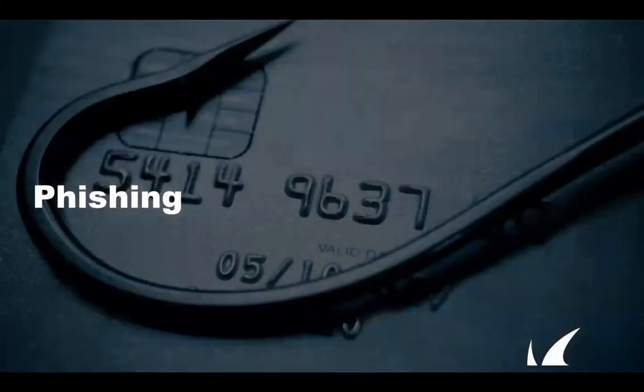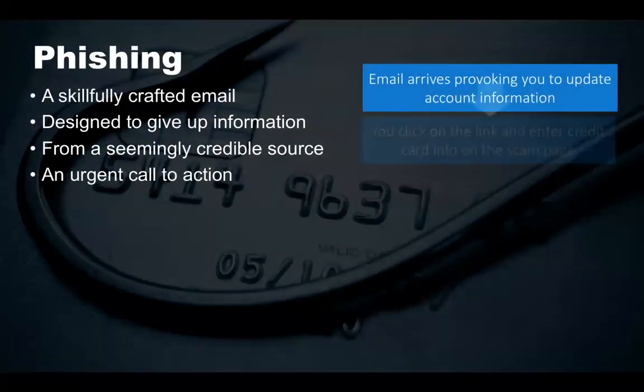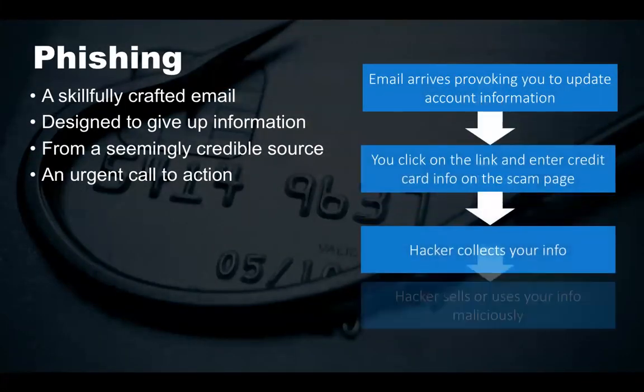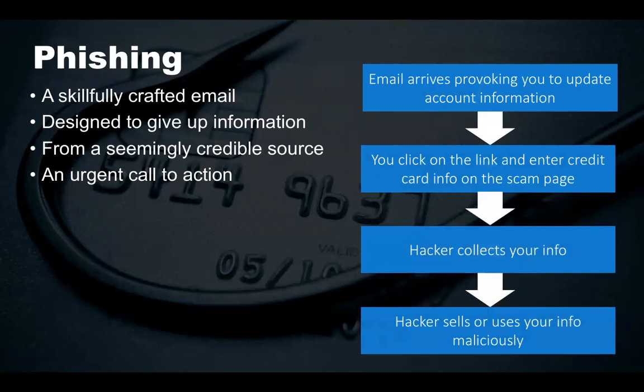So what is phishing? Phishing is the fraudulent attempt to obtain sensitive information, such as usernames, passwords, and credit card details, often for malicious reasons, by disguising as a trustworthy entity in electronic communication. How effective is it? Very. It's been around for tens of years and still going strong.